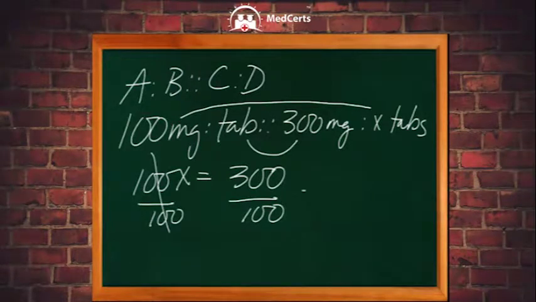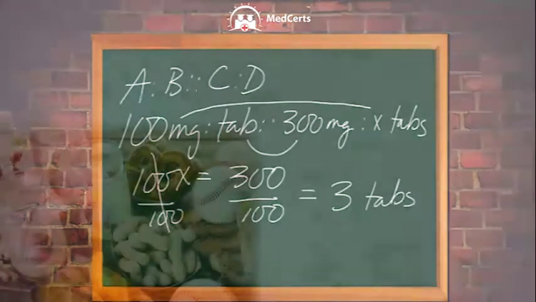So we divide both sides by 100. The 100 will cancel on the left, leaving the variable x, and then 300 divided by 100 would give us 3 tablets to dispense. Let's look at another example and solve for our unknown.